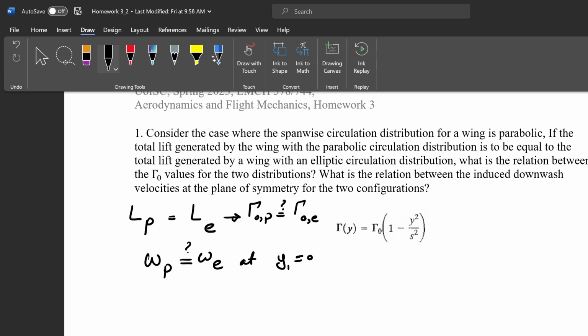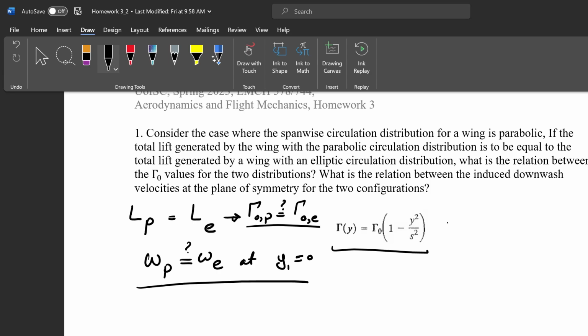So our goal is to find this and this based on the fact that the lift for these two wings, for a parabolic distribution and elliptic distribution, is going to be equal. Okay. A couple of quick notes, and they are giving us the parabolic distribution as gamma of y equals gamma naught times 1 minus y squared divided by s squared.